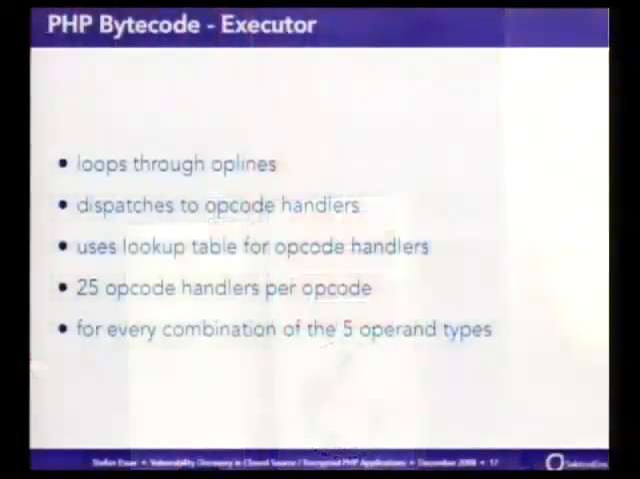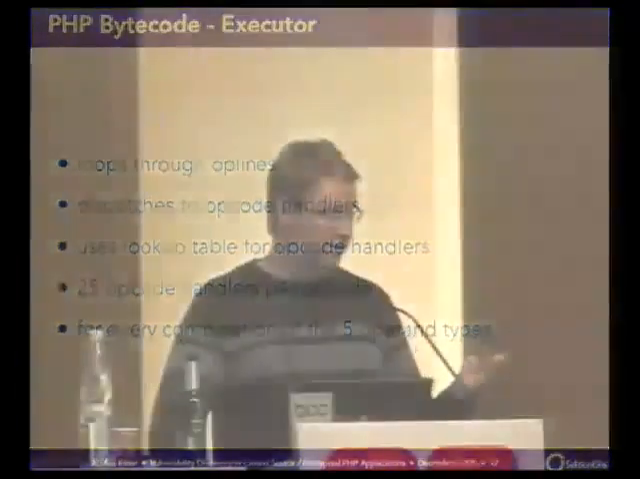With PHP 5.1, with the introduction of the CV variables, another speed up was introduced. So now we have not 1 but 25 opcode handlers per opcode. So that PHP knows there are 2 operands, and now it knows the first one is a CV, and the second one is unused. So then it can calculate which of the 25 it needs to call.